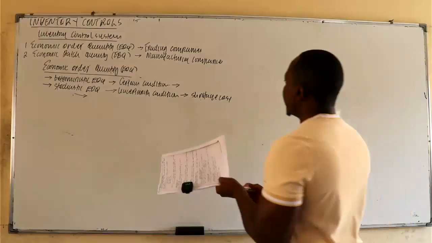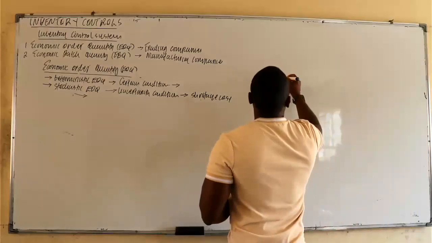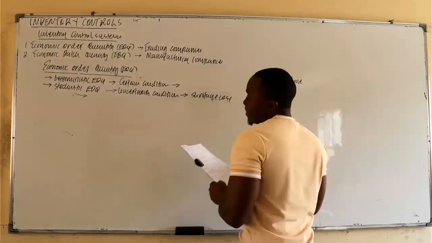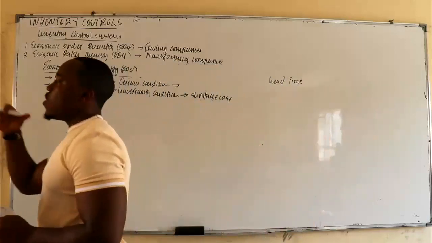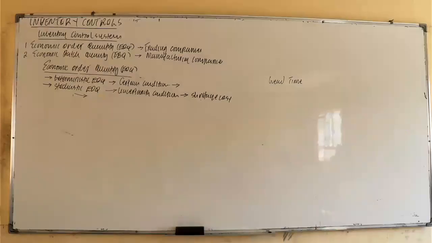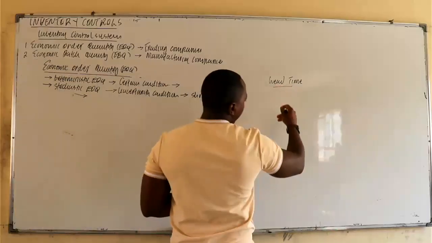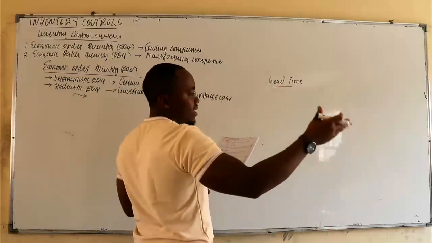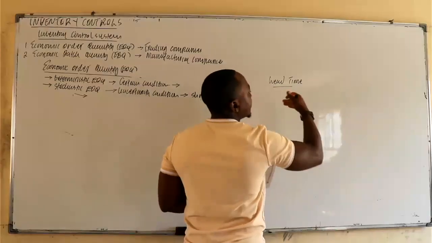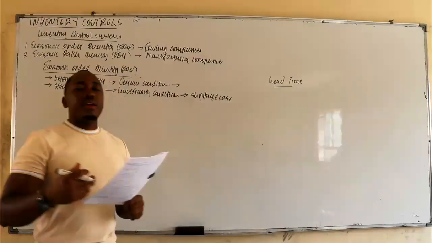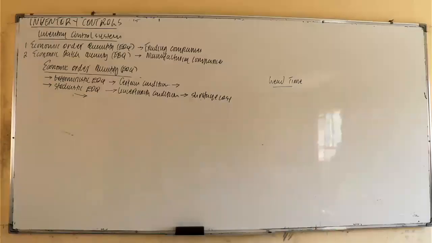Lead time. What do you mean by lead time? Now, lead time is the duration between ordering and delivery. So, for example, if you order something now, and then it takes 2 hours, that 2 hours is what we call the lead time. If you make an order and then it is delivered after 3 days, that means your lead time is 3 days. So, lead time is the duration between the ordering and delivery.